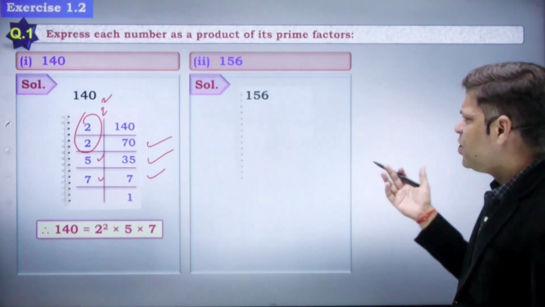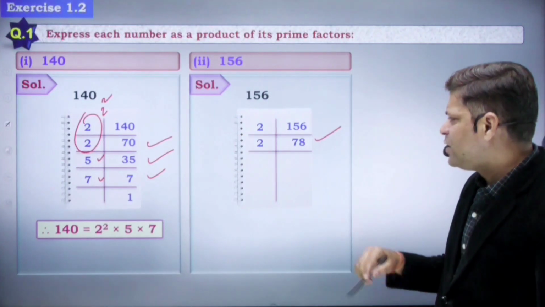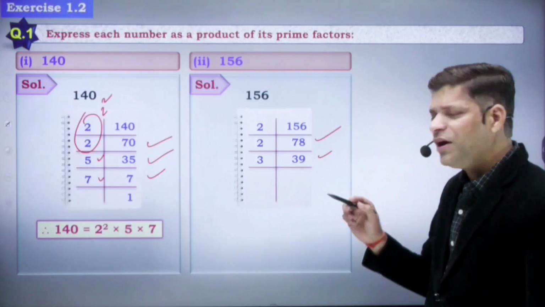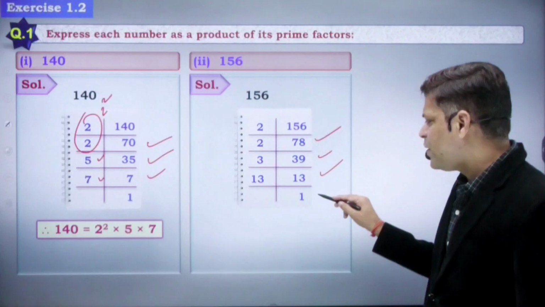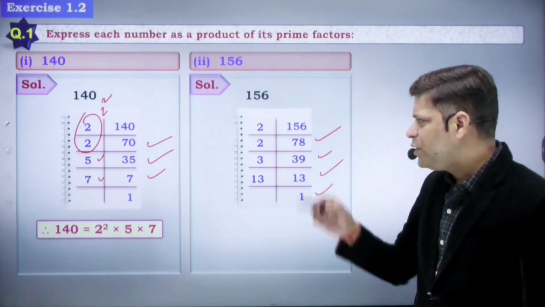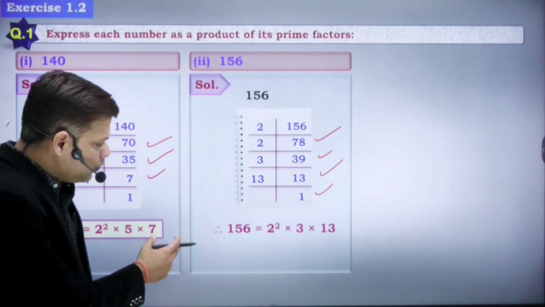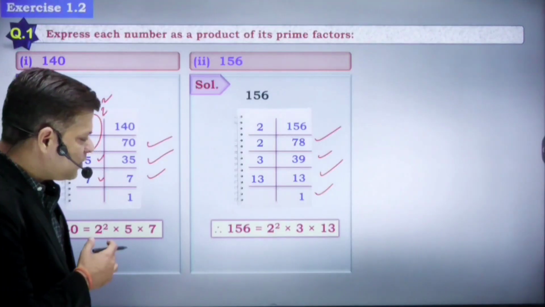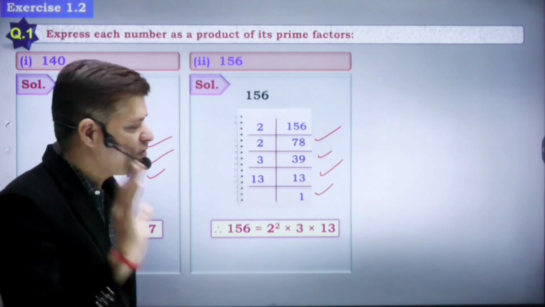In the same way, 156 is first divided by 2, then it will be 78, then again divided by 2, then it will be 39, then divided by 3, then it will be 13, and divided by 13, then it will be 1. So here the prime factorization of 156 will be 2 square into 3 into 13. Okay, so this is the prime factorization of 156.